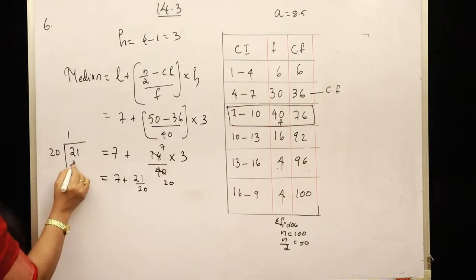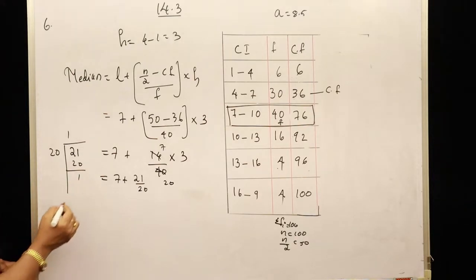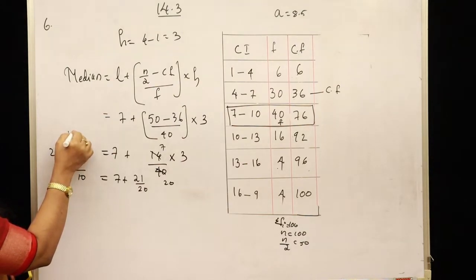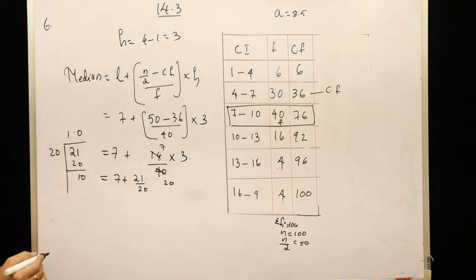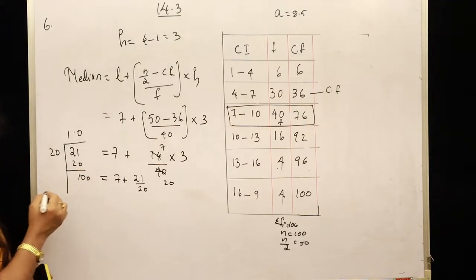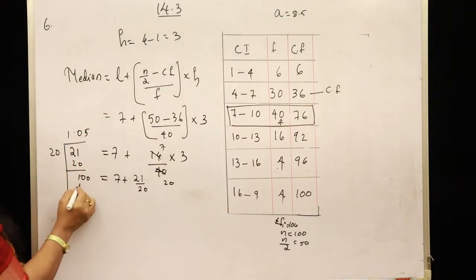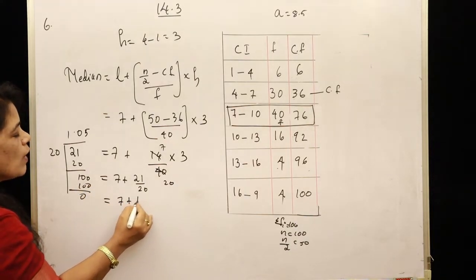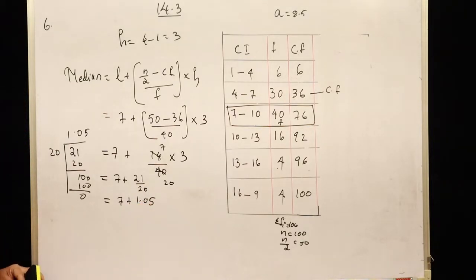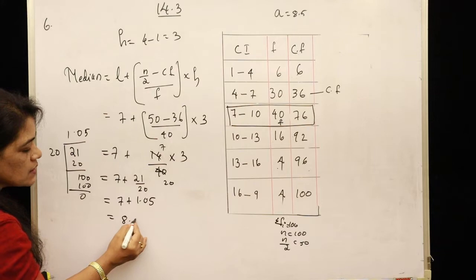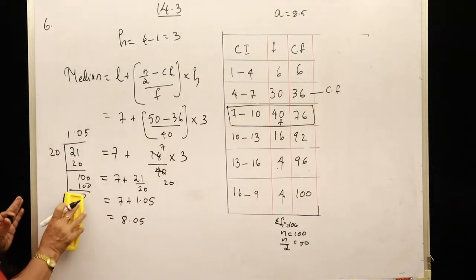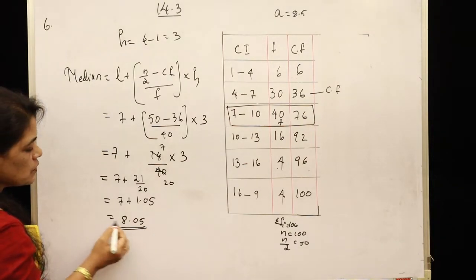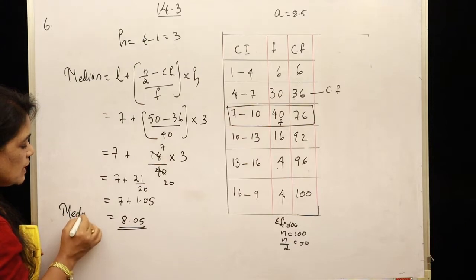One time. So remainder 1, we are adding 0, but still it is less than 20. So you can put 0, then you can add sufficient zeros, 5. So 100, so remainder is 0, that is 7 plus 1.05, that is 8.05, the median of this frequency distribution. This is the median. It's very simple.